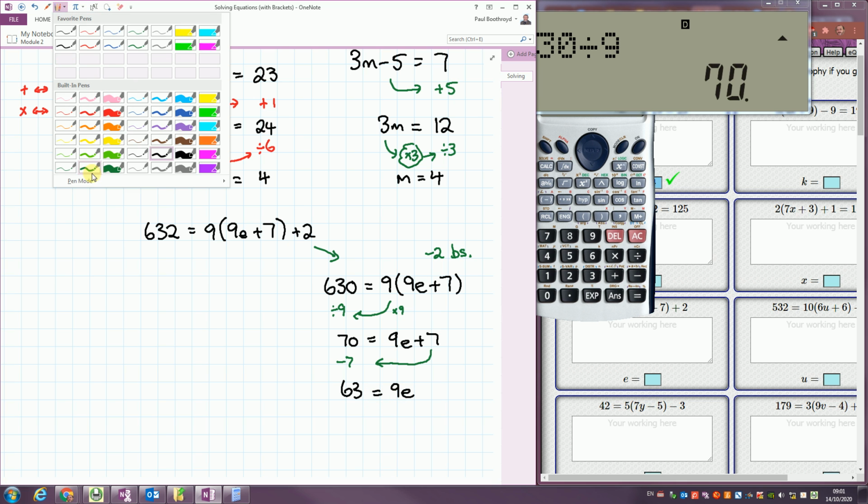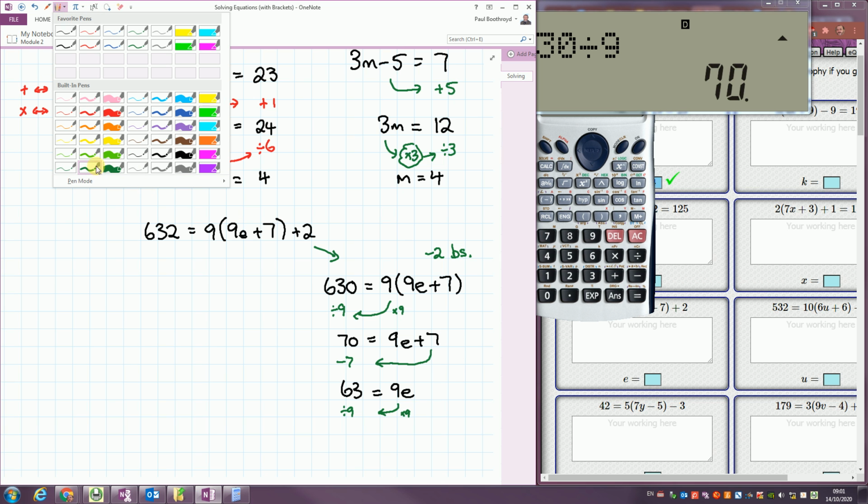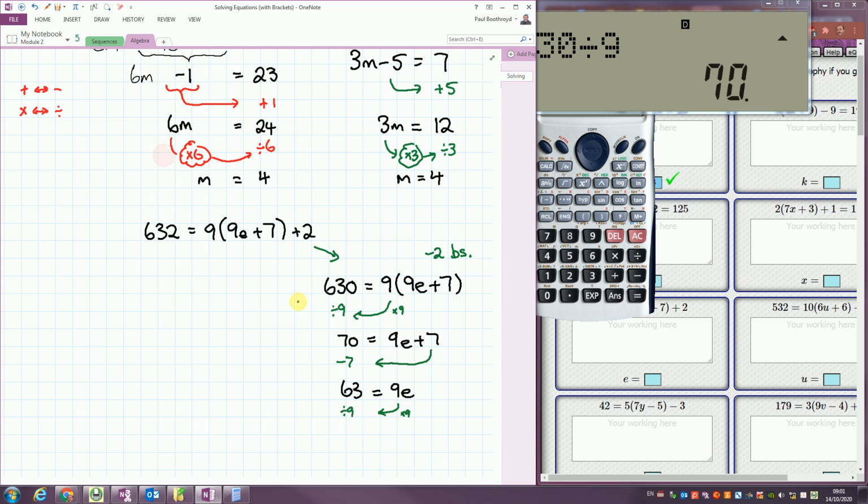Divide both sides by 9. And we've got to remember on this side it was a times 9. The sign missing between a 9 and an e is a multiplication. And when you divide 63 by 9, you get 7. 7 equals e is the same as saying e equals 7, so I can change it round at the end. Okay, or expand.